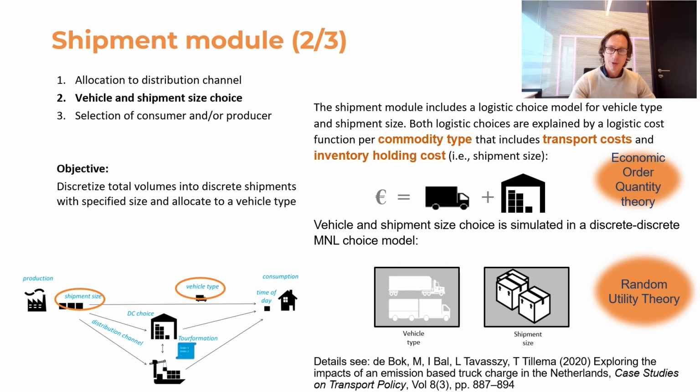We have implemented a model that takes into account the transport and inventory holding costs and applied a discrete choice model for this, based on random utility theory. We estimated a discrete multinomial logit model for this. This model was implemented in a simulation framework to determine the types of vehicles and also the shipment size choice.